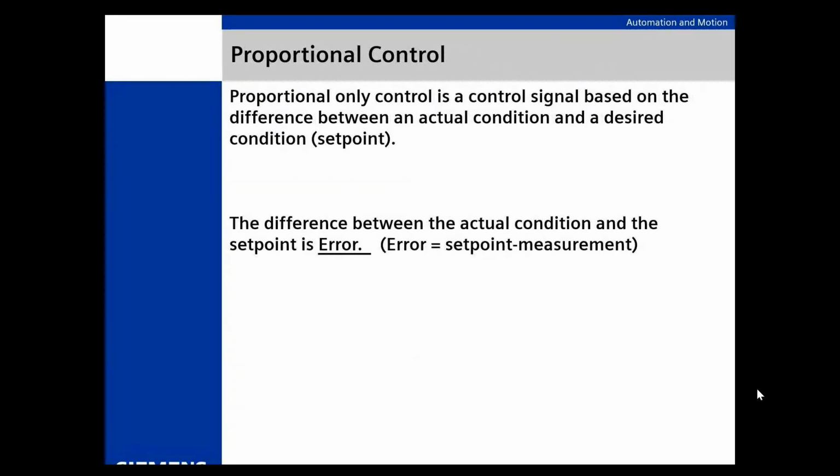Proportional control only. Proportional control only is basically a one-dimensional thing based on the control signal between the actual condition and the set point. That's called error. So the difference, like it says here, between actual condition and the set point is the error. Okay, you will have people talk about the error.